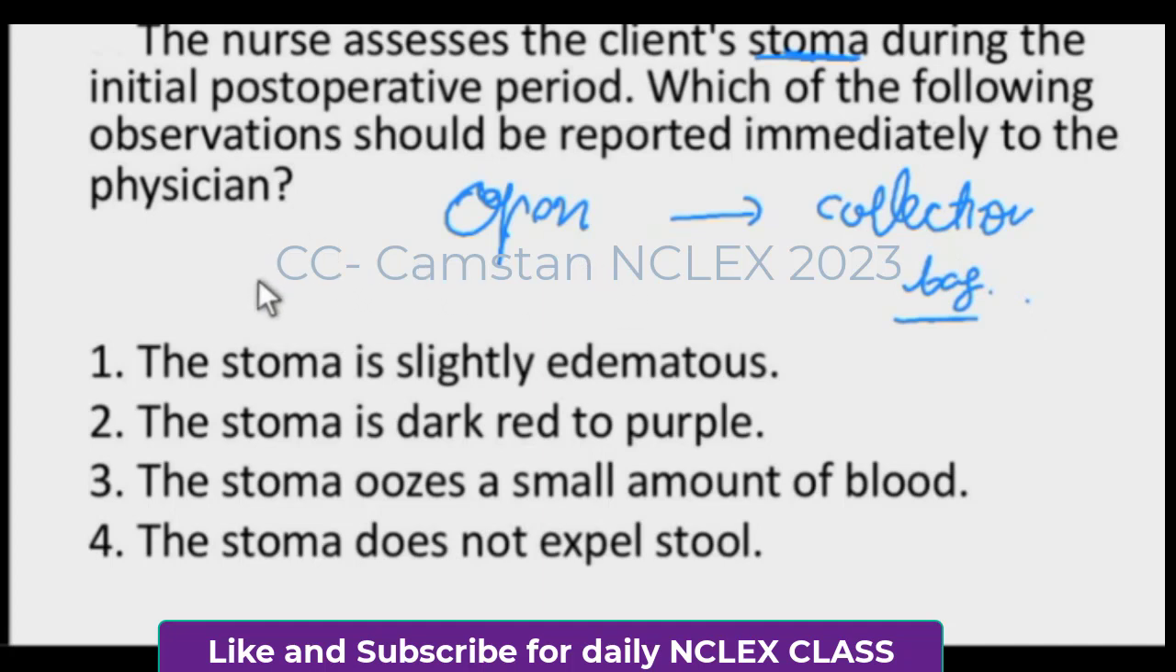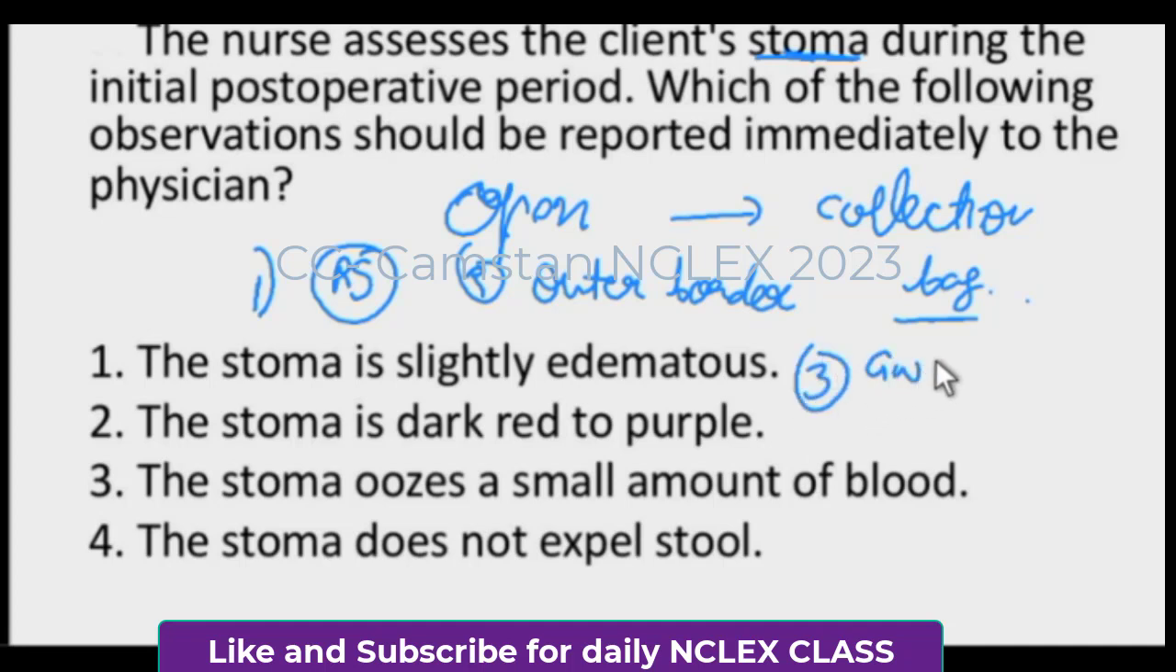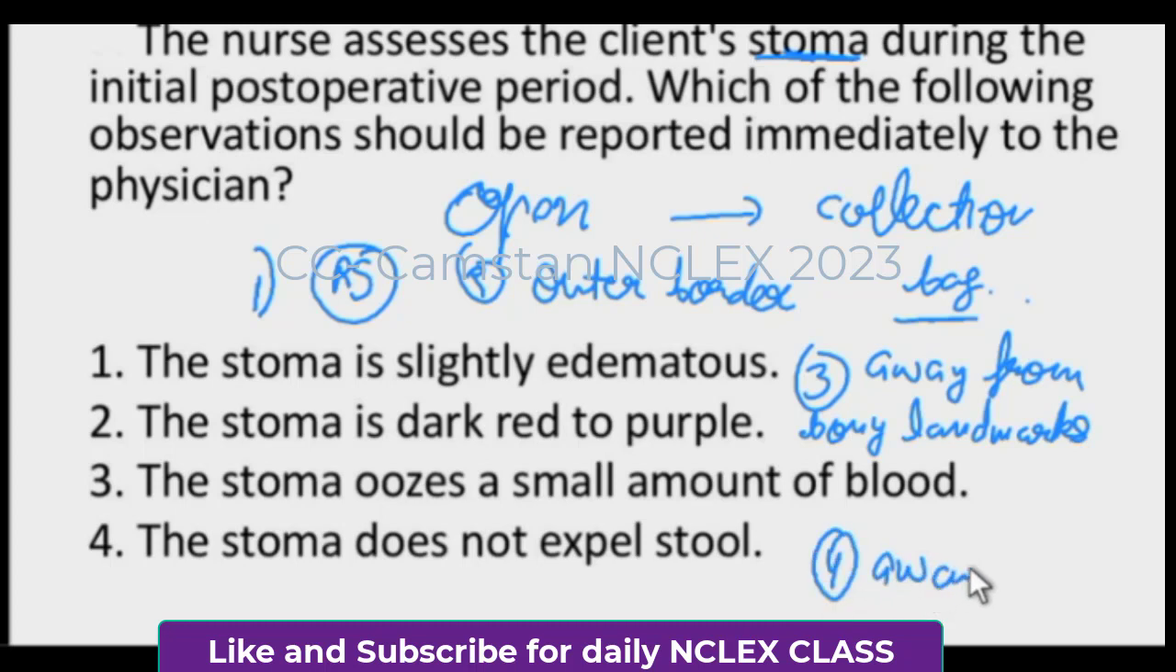Now, what are the prerequisites for creating a stoma? An opening is made in the rectus sheath muscle, and it is made at the outer border of the rectus sheath. It should be away from bony landmarks and it should be away from the belt of the patient. So these are the prerequisites that are required before creating a stoma.